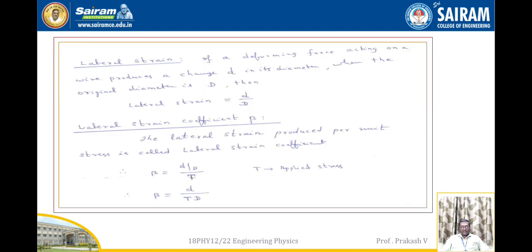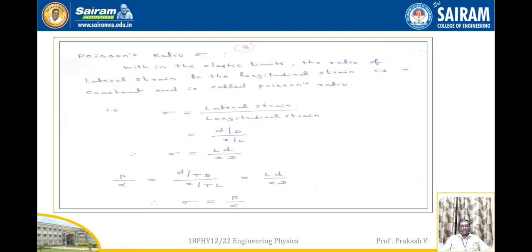Next, lateral strain. If a deforming force acting on a wire produces a change small d in its diameter when the original diameter is capital D, then lateral strain is equal to small d by capital D. Lateral strain coefficient is denoted by the symbol beta. The lateral strain produced per unit stress is called lateral strain coefficient. So beta is equal to small d by capital T into D. Here capital T is the stress applied.